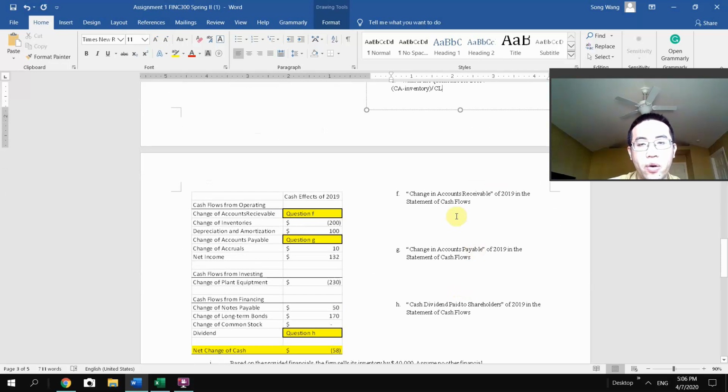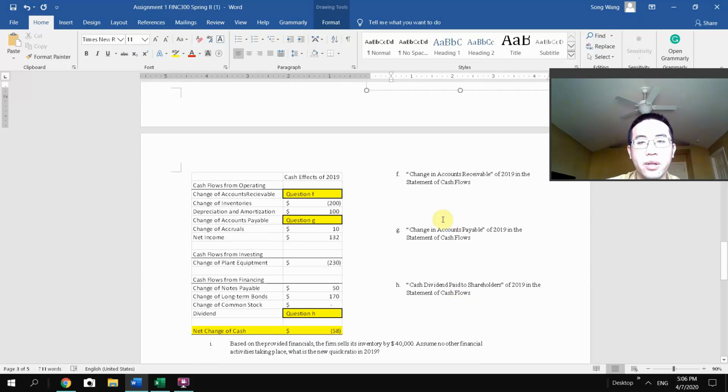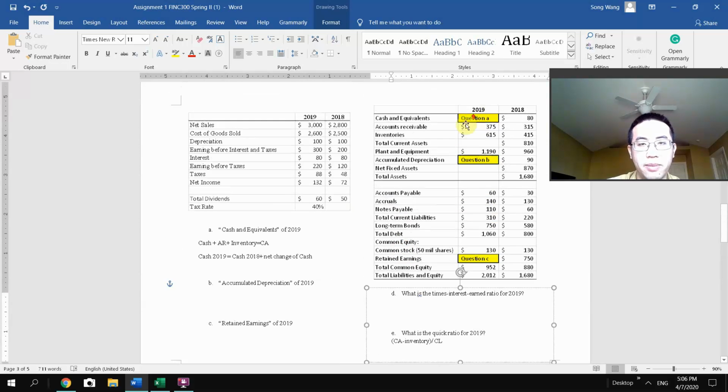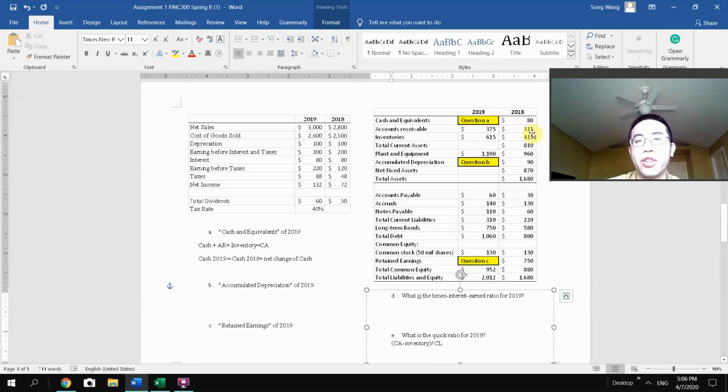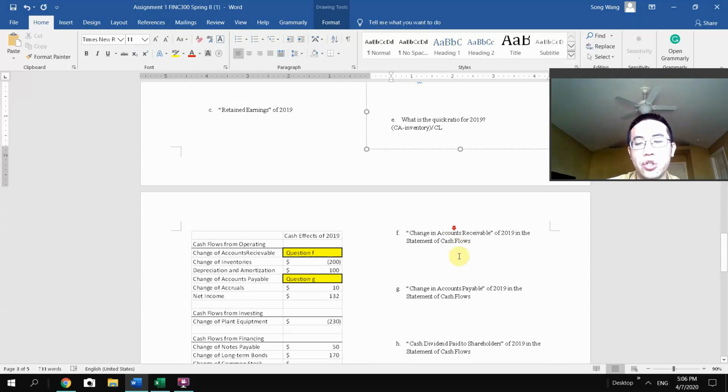All right, and for change in account receivable, this is from the balance sheet. So you have account receivable right here. It increased from 315 to 375. Then in the statement of cash flows, it should have a negative impact on cash. If your assets increase, then your cash should be reduced. If you have more uncollected bills, that basically hurts your cash reserve.